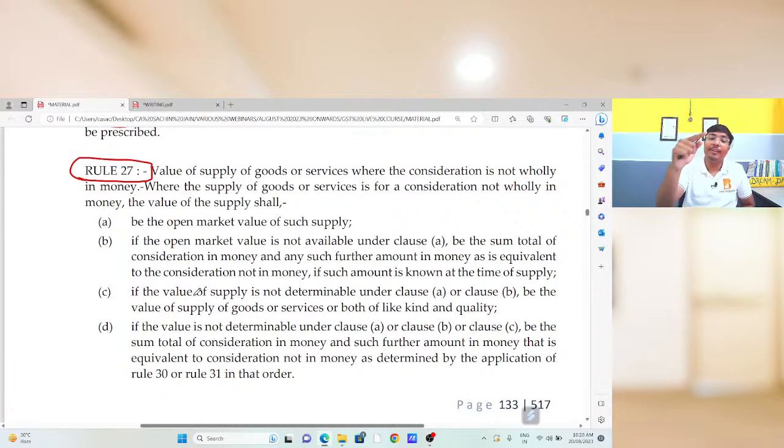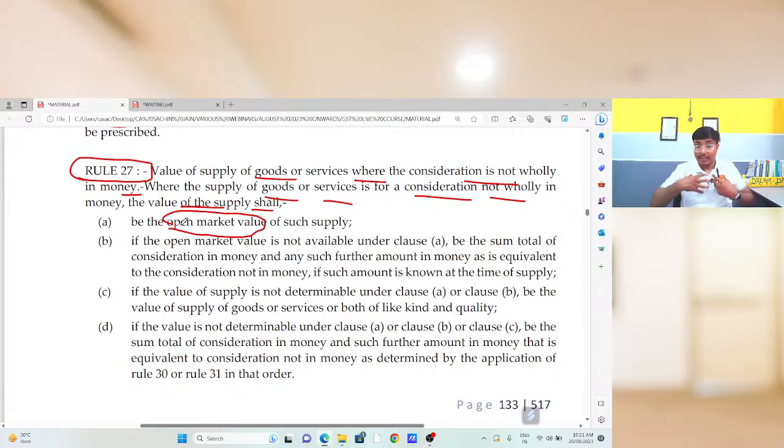For that purpose, we need to take the reference of rule number 27. Where the supply of goods or services is for a consideration not only in money, the value of supply shall be, as the first option, the open market value of such supply. Suppose I want to buy that particular laptop, and for that purpose I am giving 10,000 rupees and one printer. That is the example.